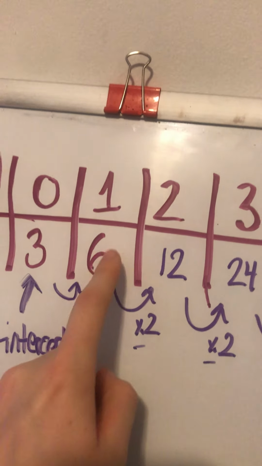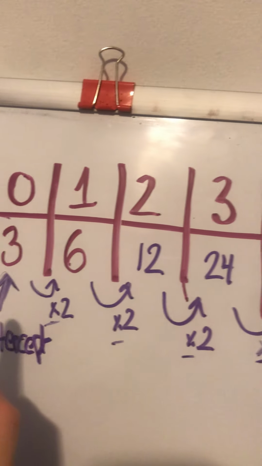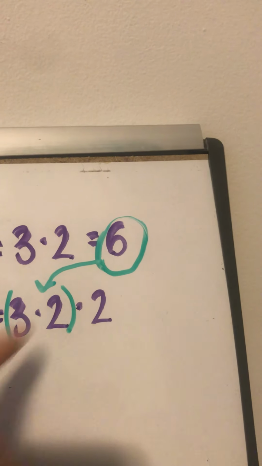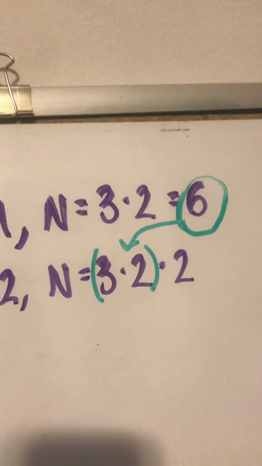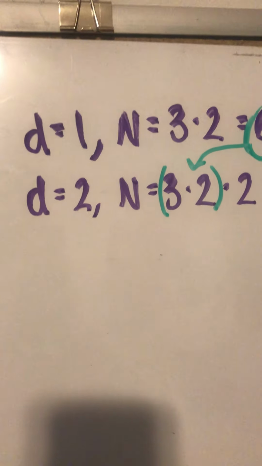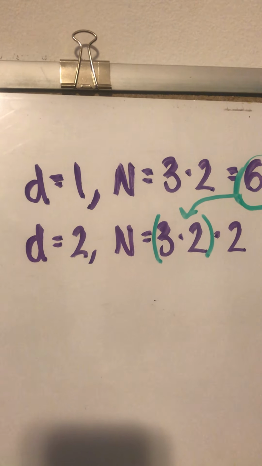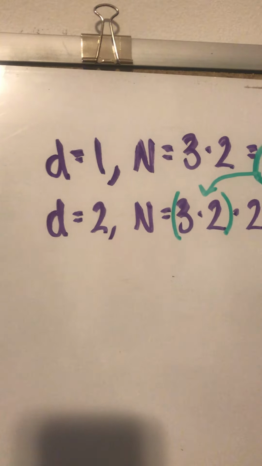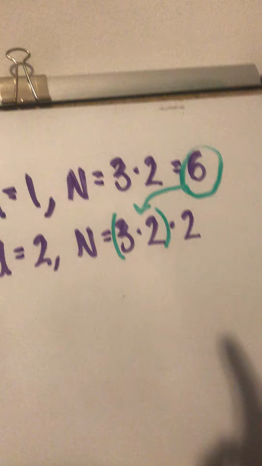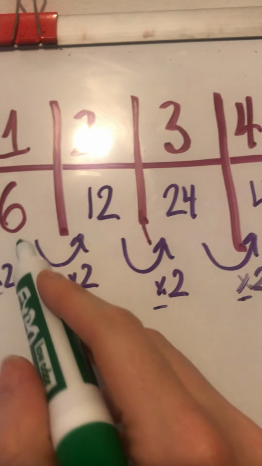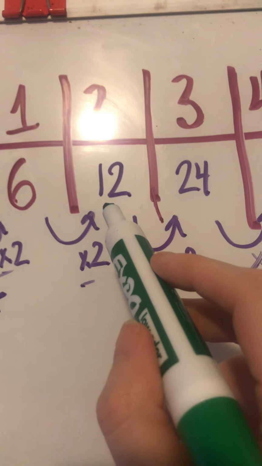Well, how did they get 6? Let's pretend it wasn't there. Oh, they just took 3, the amount of people who knew it, and multiplied it by 2 because it was doubling every single day. So if I wanted to continue that pattern here and look at D equals 2, which yes means day 2, let's just use the same exact setup. I can take this 3 times 2. If I look over here, we just took my last value and we multiplied it by 2.